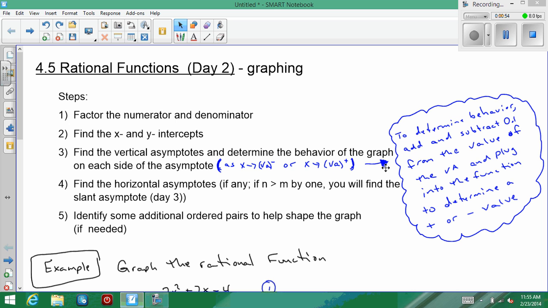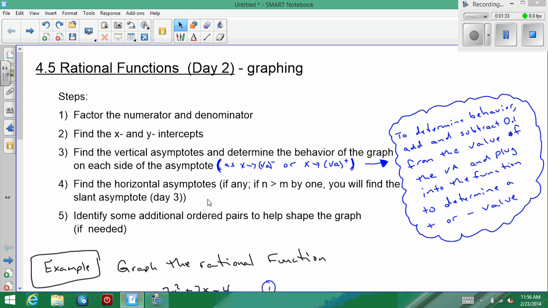So to determine the behavior, we are going to add and subtract 0.1 from the value of the vertical asymptote, and we are going to plug that into the rational function to determine a positive or a negative value. A positive value would mean that y is approaching positive infinity. A negative value would mean that y is approaching negative infinity. And so there is a lot more to do there than just finding a vertical asymptote.